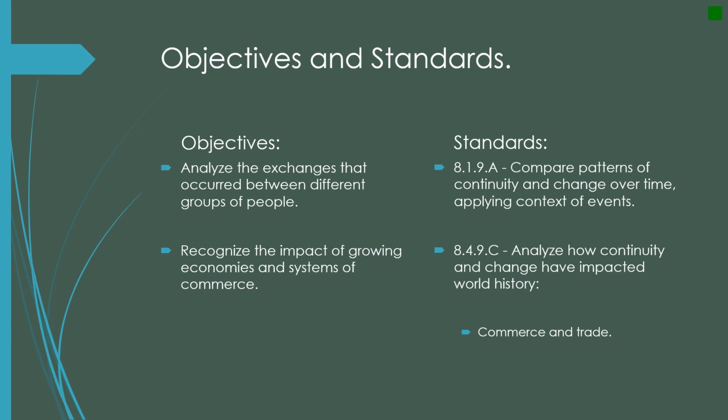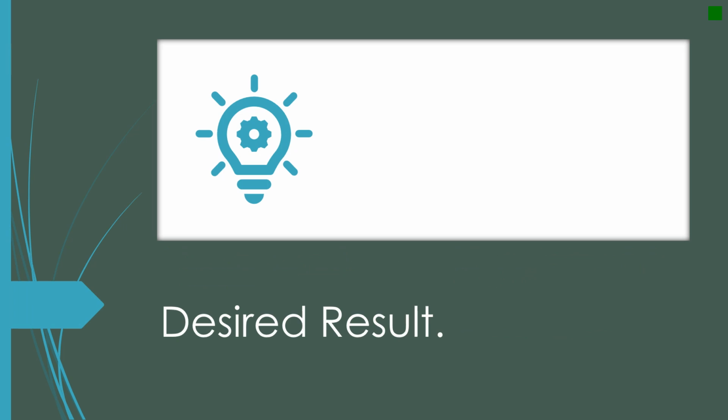So our objectives and standards: to analyze the exchanges that occurred between different groups of people, and to recognize the impact of growing economies and systems of commerce. Take a moment to look over the standards, please. And our desired result for you to think about as we go through here: how did trade and commerce grow around the world?